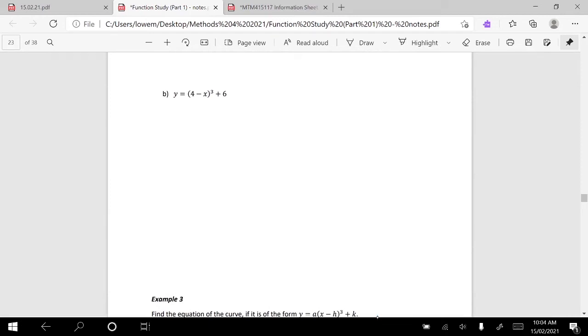Okay, we'll do the same thing with this one. You'll notice this one looks a little bit different. Rather than trying to do some guesswork with what's happening here, let's rearrange it so that it's in the form y equals a(x minus h) cubed plus k. So this could also be written as y equals negative (x plus 4) cubed plus 6. You'll notice here the 4 is positive, but the x here is negative, so we can write it like this.